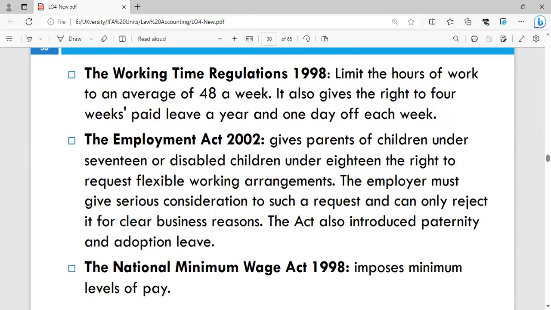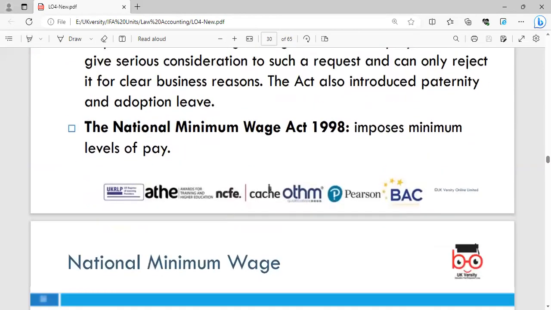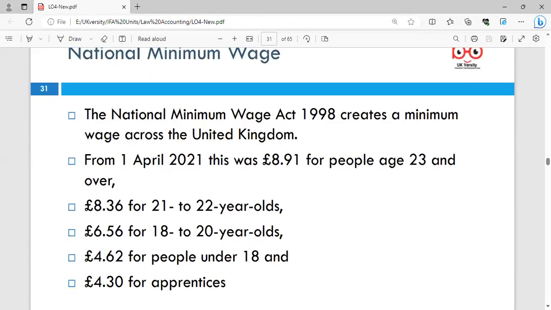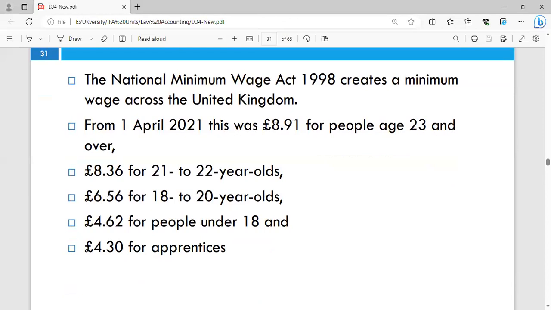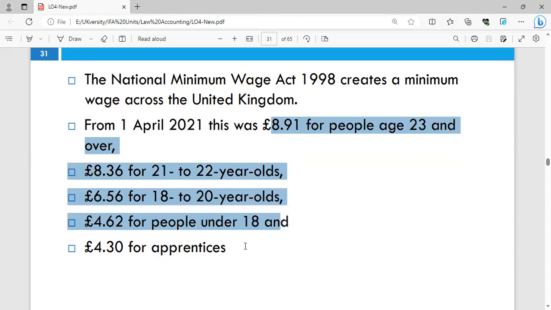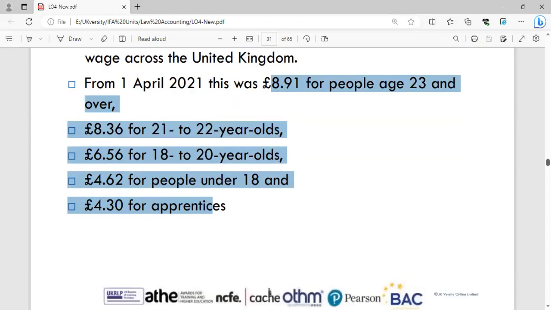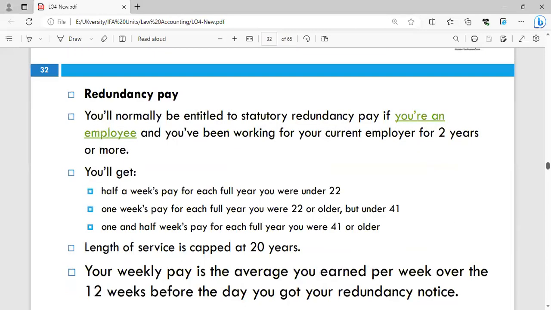The Employment Act 2002 covers parents of a child under 7, or a disabled child under 18, and the right to request flexible working hours. Yes, the National Minimum Wage 1998. That's the old case. This has been changed to £10.42 now, and £9.42, and so on. So we have to look around the Finance Act and the national minimum wage.